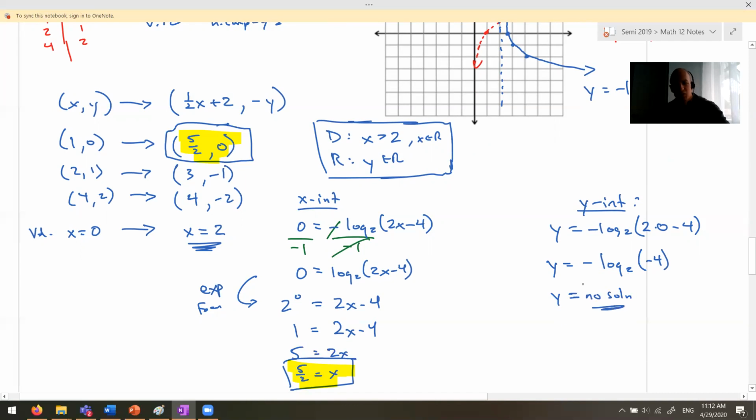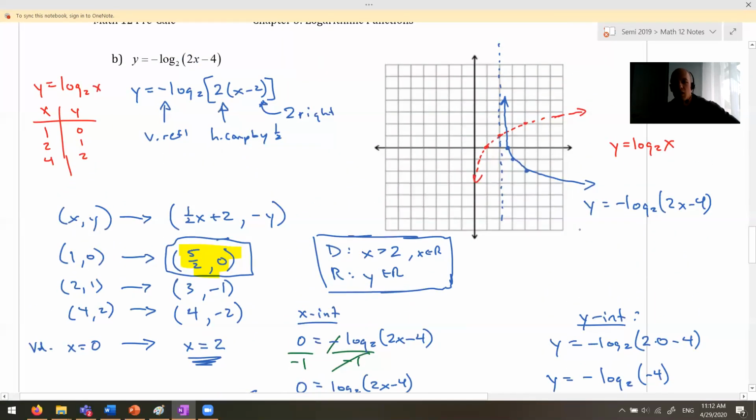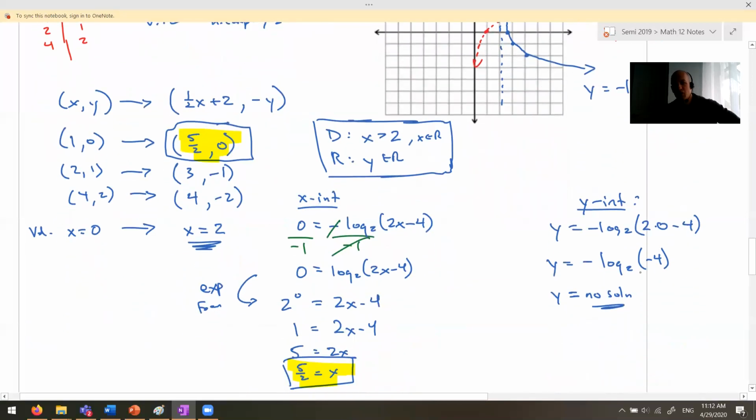Does that make sense? If we go up to our graph, oh, look at that. There's an asymptote here. Our blue graph never crosses over the y-axis, so there is no solution. And that would explain why I'm trying to take the log of a negative number. Yeah, okay, that doesn't work. So anyway, no solution. There's no intercept. Therefore, no y-intercept. Cool beans. All right.